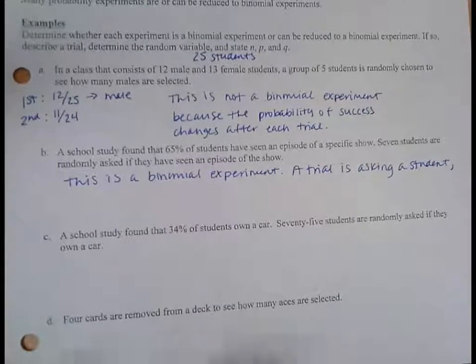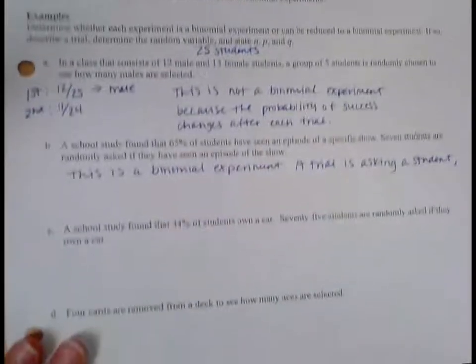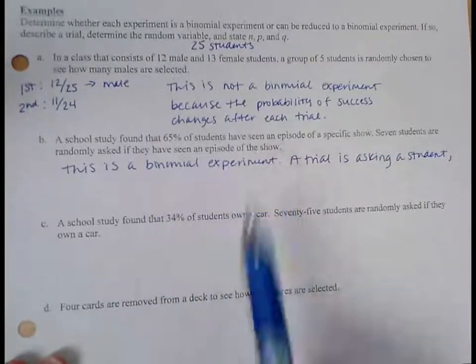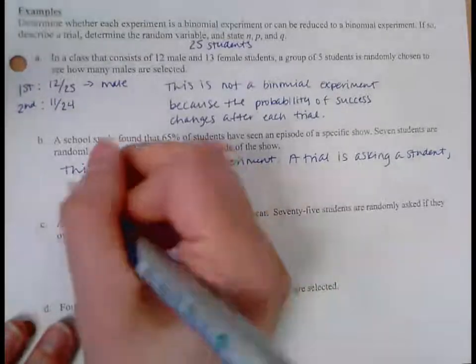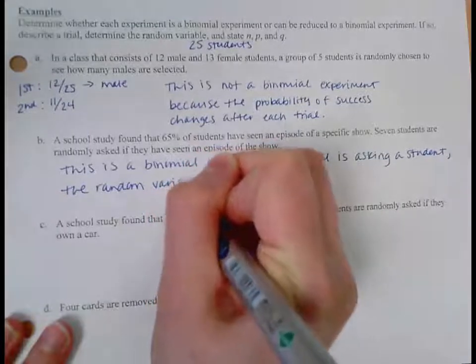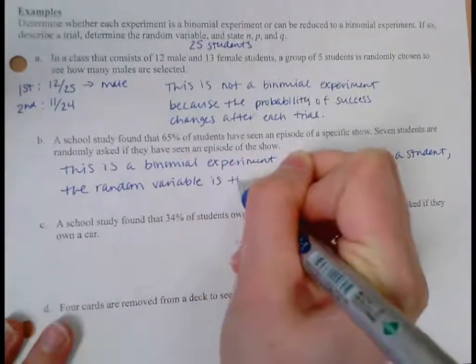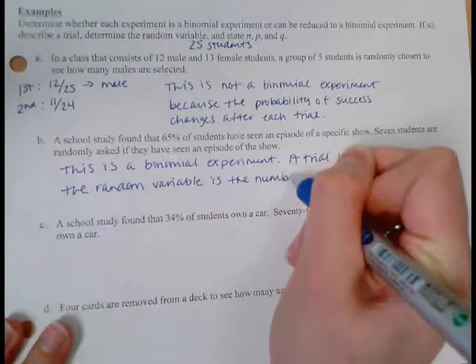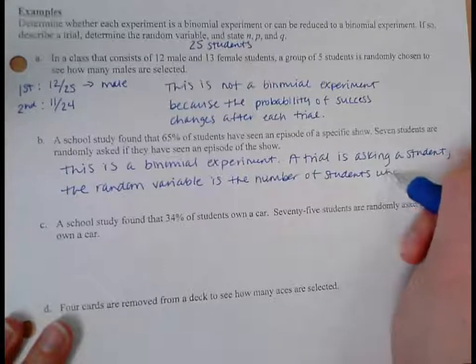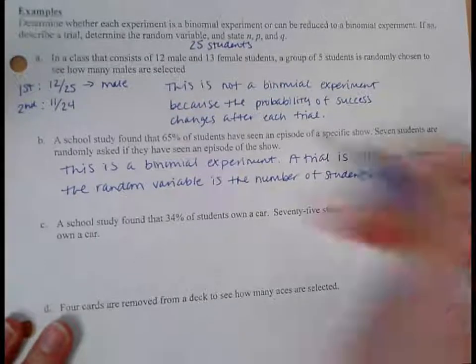and then it says determine the random variable. And random variables you've determined before, that's the numerical outcome of an event. And the random variable is the number of successes. So the random variable here would be the number of students that have seen an episode of the show. So I'll say the random variable is the number of students who have seen the show.